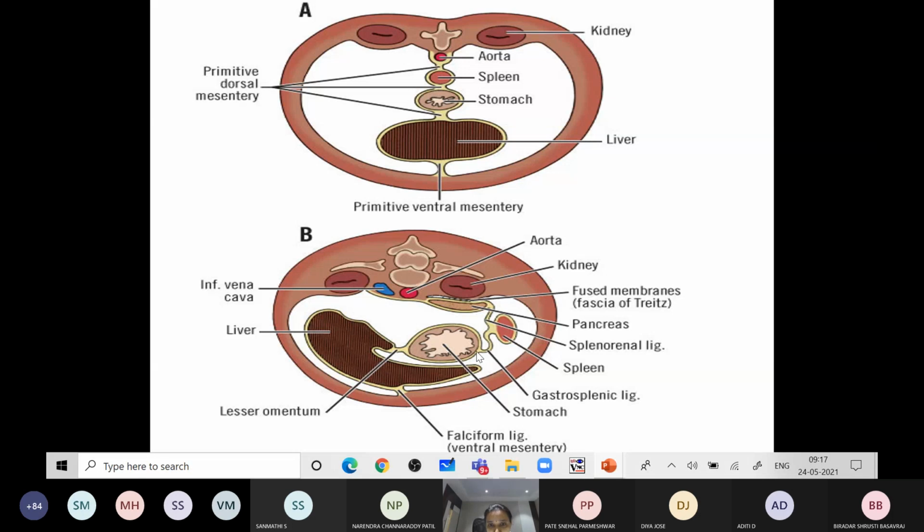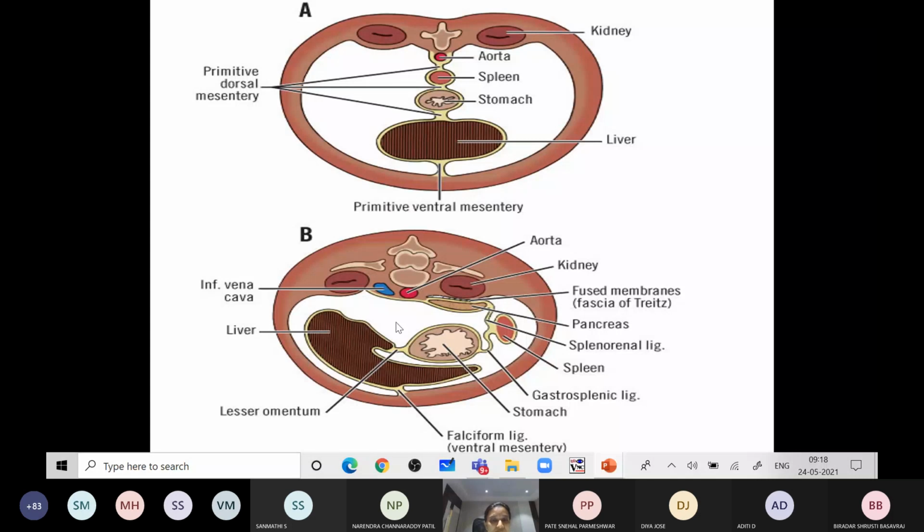The part of the dorsal mesogastrium between the stomach and the posterior abdominal wall is divided into two parts. Between the stomach and the spleen is the gastrosplenic ligament. Between the spleen and the dorsal body wall forms the lienorenal ligament. Lien means spleen. From spleen to kidney is the lienorenal ligament, also called the splenorenal ligament.